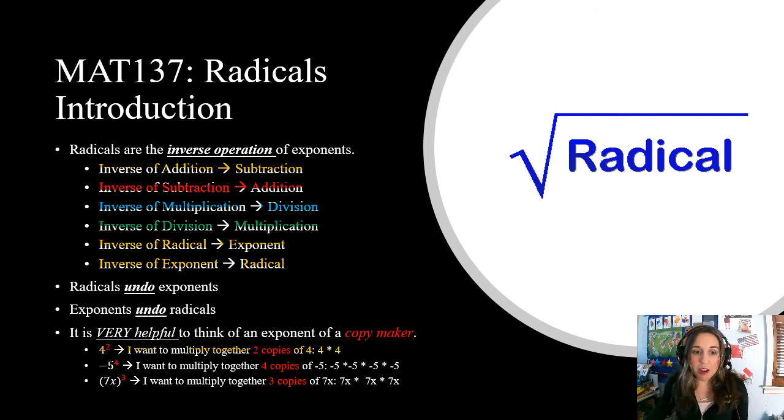Let's look at another one. Negative 5 to the 4th power. My exponent there is 4. That means I want to multiply together 4 copies of negative 5. So negative 5 times negative 5 times negative 5 times negative 5, right? And then I have one more example here. The quantity 7x cubed. Here my exponent is 3, so that means I want to multiply together 3 copies of 7x. So it's 7x times 7x times 7x, right? Think of your exponent as a copy maker. Whatever number your exponent is, you want to multiply together that many copies. Okay, so start to think of exponents as copy makers and radicals as copy taker outers. And we'll talk about that as we move forward a little bit.